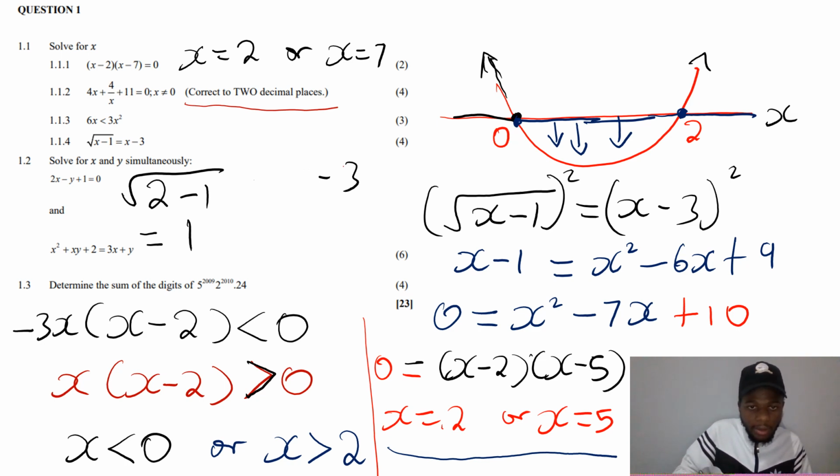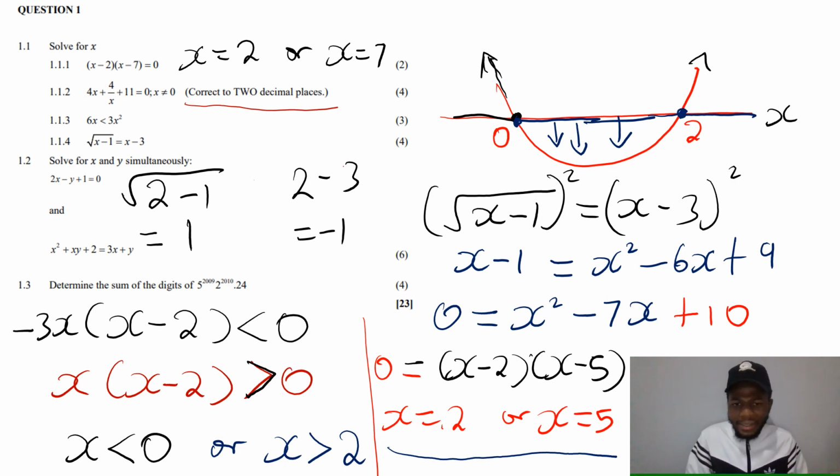Sorry, 2 minus 3 is going to be negative 1. So the left hand side and the right hand side are not equal, so it means 2 is not the correct value of x. Obviously 5 is the correct value of x. You can confirm with that.